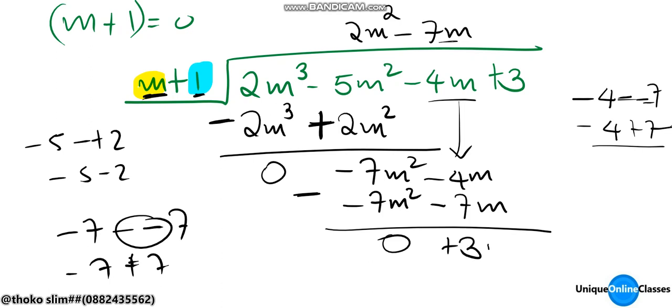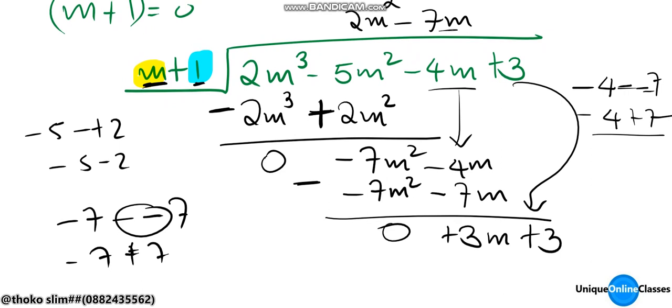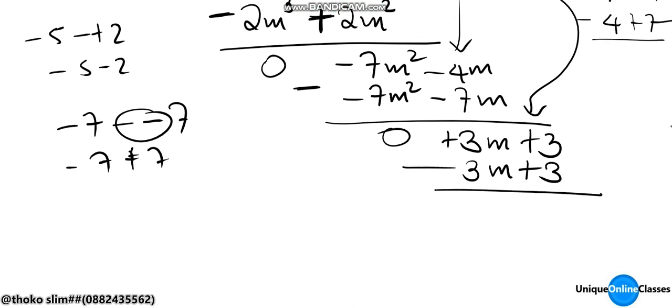So you have a positive 3m, and the next thing you're going to drop down is our 3, positive 3. So we divide by m. m into 3m, you get positive 3, and 3 times m here, you get 3m. Then positive 3 times positive 1 here, you get positive 3. And the next thing we need to do, we're going to subtract. So 3m minus 3m, the answer will be 0. The same applies if positive 3 minus positive 3, that will be 0. So the whole of this, the answer is 0.